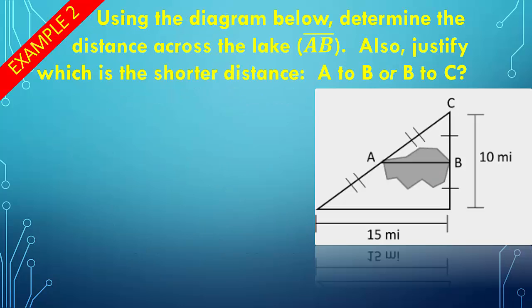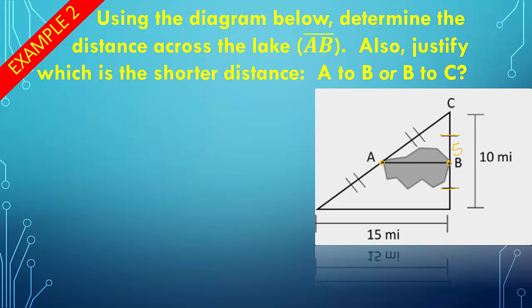Using the diagram below, we need to determine the distance across the lake AB. So this is our lake here. We need to determine this distance here. We need to also justify which is a shorter distance, from A to B or from B to C. Now, I'm told that this side is 10 miles. I also know that this and this are equal. They're congruent. So that means that if the entire length is 10, then each side would be 5.